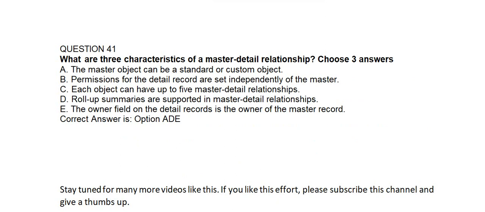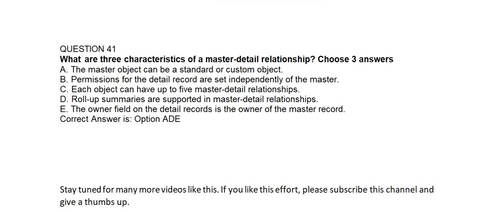Question number 41. What are the three characteristics of a master-detail relationship? Choose three answers. Option A. The master object can be standard or custom object. Option B. Permissions for the detail record are set independently of the master. Option C. Each object can have up to 5 master-detail relationships. Option D. Roll-up summaries are supported in master-detail relationships. Option E. The owner field on the detail records is the owner of the master record.